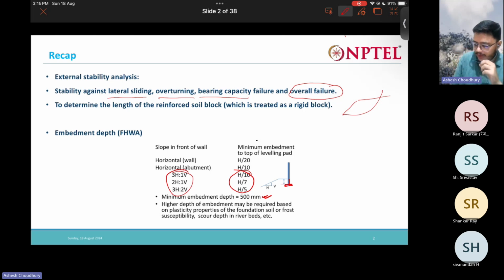Anyways, when you consider the reinforced block, it will be constructed like this only, and it will also go down. Because ultimately, the main purpose of giving this embedment is what? To give support, right? You cannot have just the front facing embedded like that, and the wall constructed. It is not possible, right? So the whole thing will obviously be embedded here.